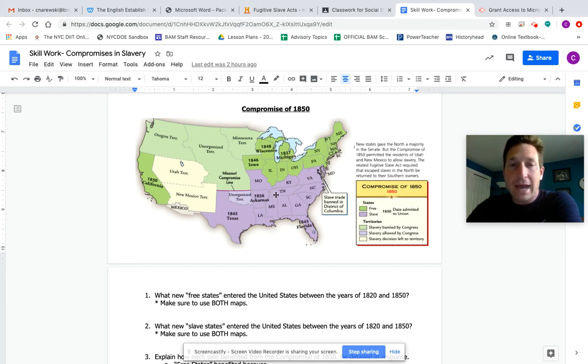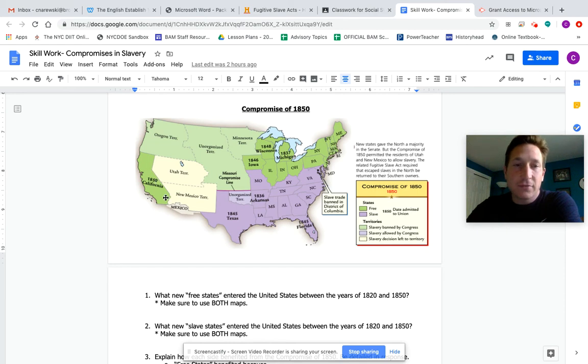So right now, the compromise seems to be living up to what was created before. But now there comes an issue. As America continues to expand west, there are some new territories that want to become states. And some of these states have a strong opinion on either freedom or slavery.